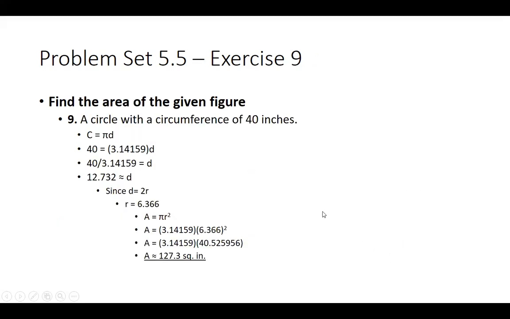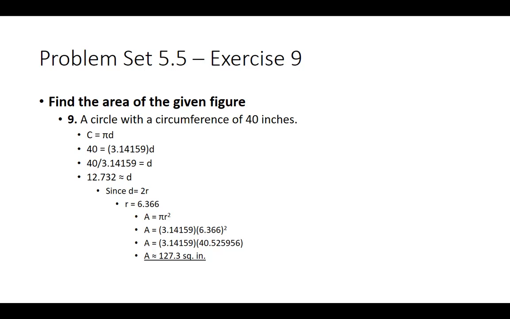So it's a good thing there weren't 22 of those like in the last section. We get to move on to something else, something a little bit more fun. In number 9, we want to find the area of the given figure. A circle with circumference of 40 inches. In order to find the area, we're going to need to find the radius first.